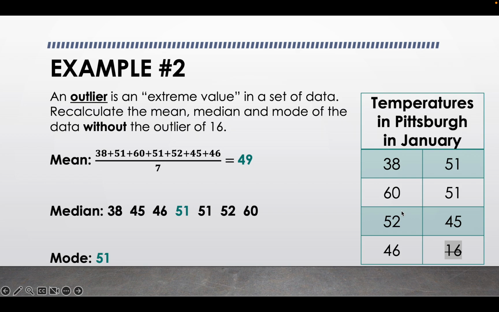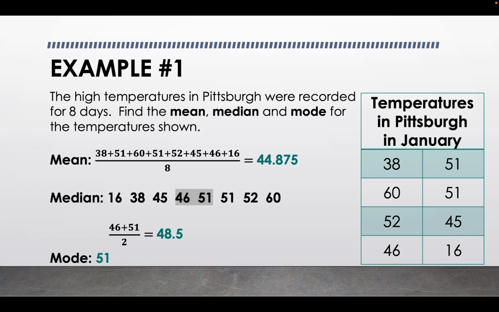So it's roughly in the middle of all of the 7 numbers that are left. But if I go back to example 1, my mean was about 44.875. Here, I only had 2 numbers that were below the mean, and the rest of them were above the mean. That means it's not a really good depiction of the average because it's not anywhere in the middle. It's closer to the lower numbers than the higher numbers.